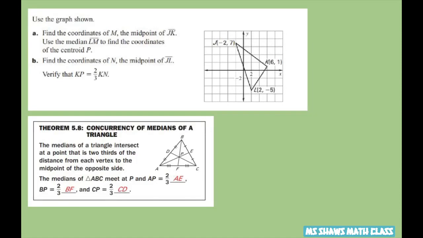Everyone, we're going to use the graph shown and find the coordinates of M, which is going to be the midpoint of JK. We're going to use the median LM to find the coordinates of the centroid P. That's using our concurrency of medians of a triangle. Find the coordinates of N and verify that KP equals 2/3 of KN, which is our theorem here.